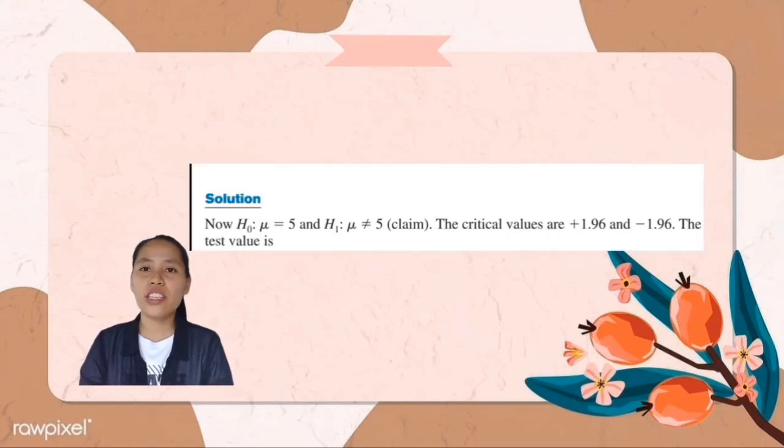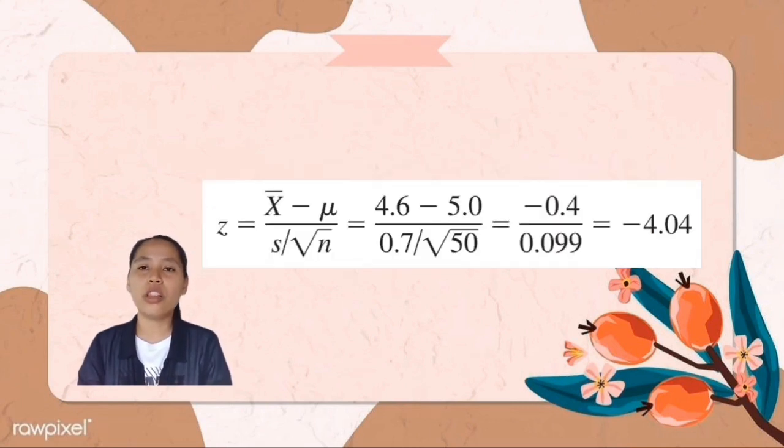Now, the null hypothesis is mean equal to 5 and the alternative hypothesis is mean not equal to 5, which is the claim. The critical values are positive 1.96 and negative 1.96. To compute the test value, use the formula z equals the sample mean minus population mean divided by standard deviation over square root of the sample size. Then substitute: 4.6 minus 5 divided by 0.7 over square root of 50 equals negative 0.4 over 0.099. The answer is negative 4.04.